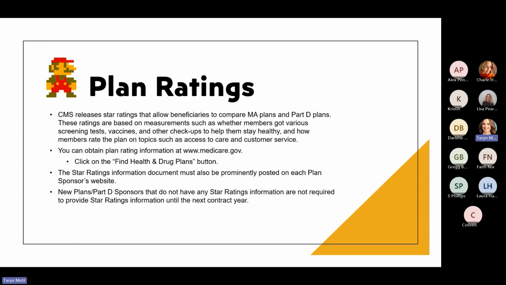The star ratings information document must also be prominently posted on each plan sponsor's website, and new Part D plan sponsors that do not have any star ratings information are not required to provide star ratings information until the next contract year. That is a trick question on the test. So if there's a new plan coming into market, like I've noticed, Devoted pops up in new markets every year. They're not going to have a star rating in Oklahoma because this is going to be their first year in Oklahoma, but they would in other states such as Washington and Illinois.